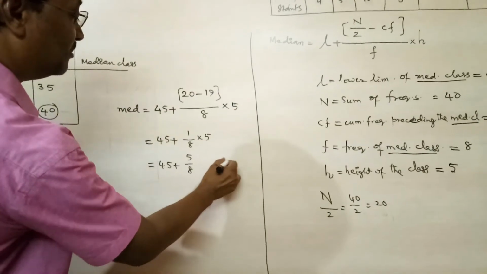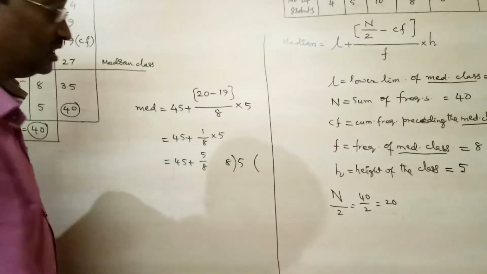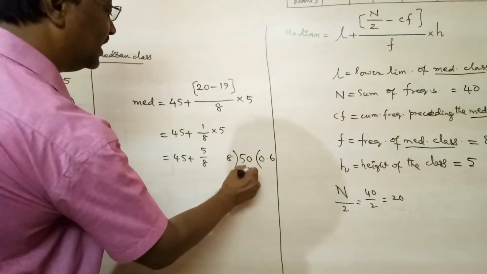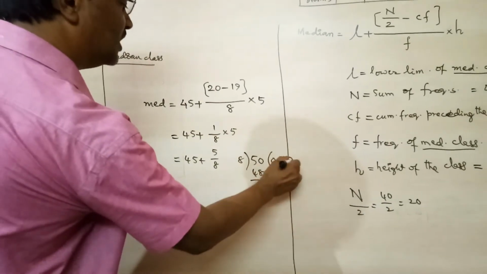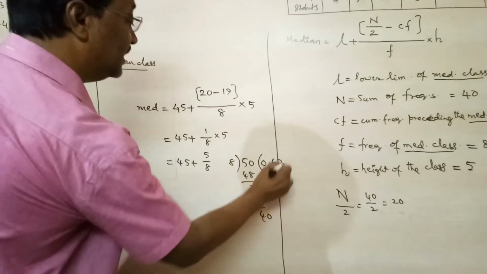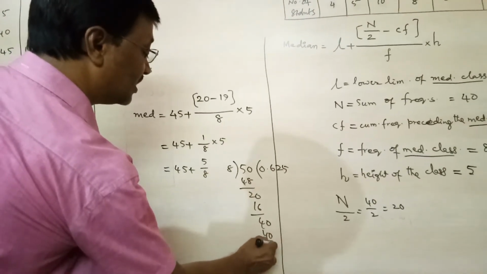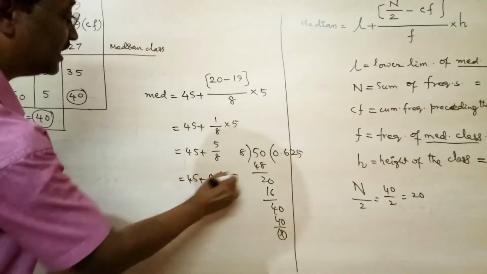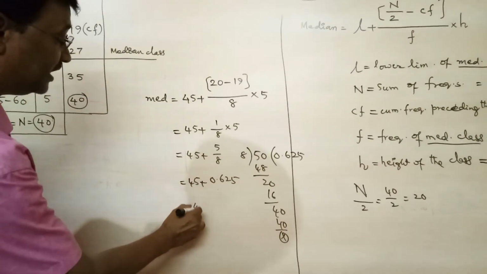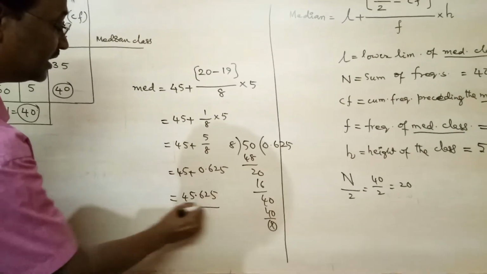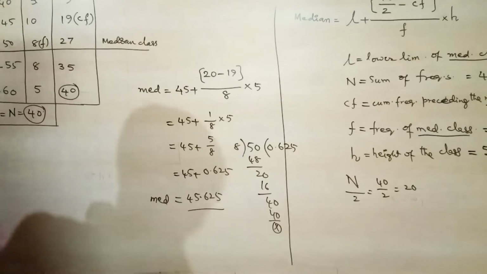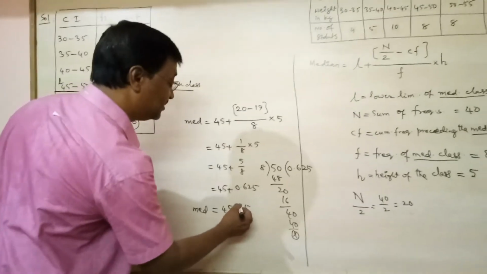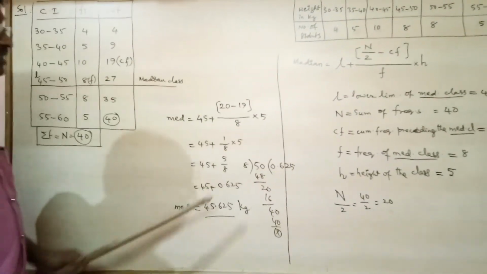Now divide 5 by 8, which is not divisible, therefore write 0 and a decimal point. 8 sixes are 48, remainder 2. 8 twos are 16, remainder 4. 8 fives are 40. Therefore, the remainder is 0. Now 45 plus 0.625. Your answer is 45.625 is the median. Therefore, the median weight is 45.625 kgs.